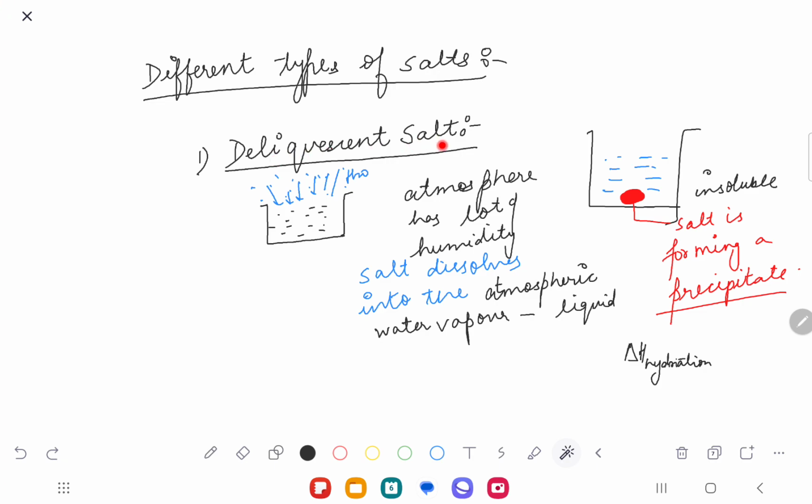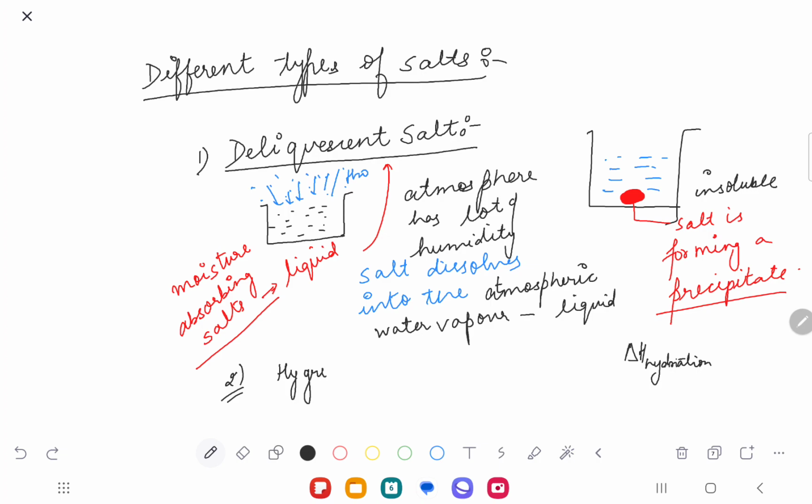So deliquescent salts are what? Deliquescent salts are those which can absorb a lot of moisture. The better definition is those which can absorb moisture. So moisture absorbing salts, and finally converting into liquid state, are actually my deliquescent salts. Are you understanding? And the other salts would be my hygroscopic salts.